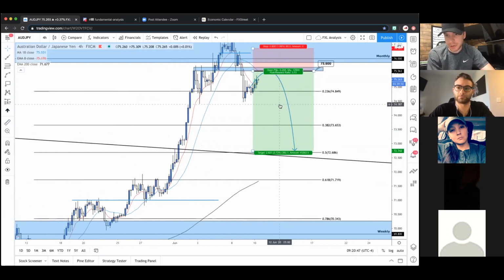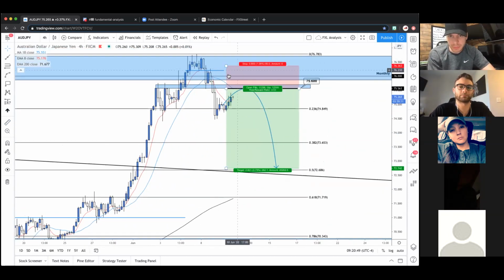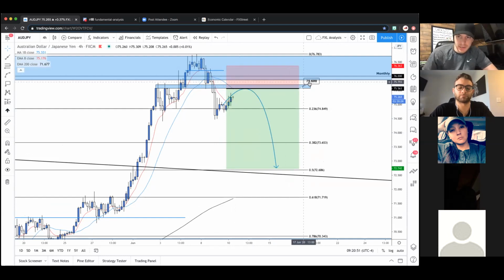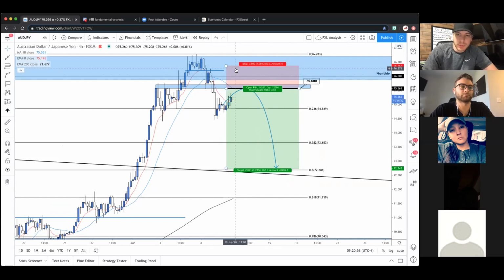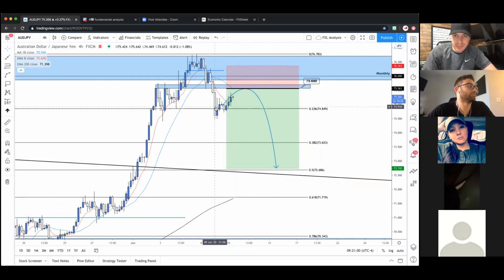And this is a pretty good target, 3.3 risk reward. Again, my stop loss would be pretty well protected outside of this 75.6 handle and well into this monthly zone. So 80 pips to get 280. Just looking for that transition with confirmations, guys.